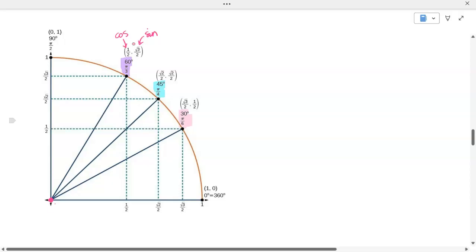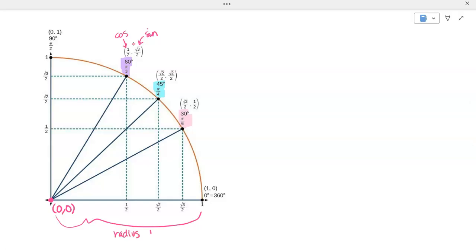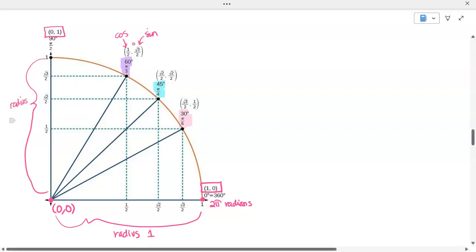Remember that our origin in the unit circle is at 0, 0, and our radius out here is 1. So when I come out here to my point on the circle at 0 degrees or 360 degrees, or you could think about this as 2 pi radians, that point is at 1, 0. And so up here at the top at 90 degrees or pi over 2, it's at 0, 1. Because again, your radius is 1, your radius in your unit circle.